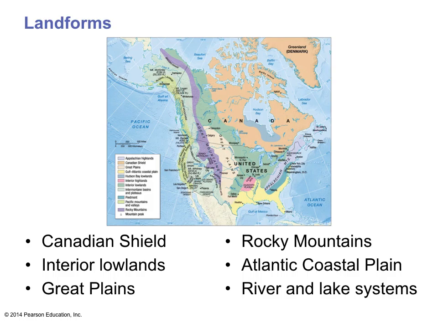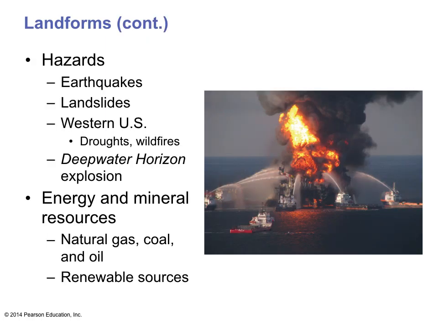Landform maps, you'll notice the color codes for the different landforms from the Canadian Shield all the way to the river and lake systems. And then, of course, here in Nebraska, we're in the Great Plains. Due to the various landforms and the fact that we have kind of a collision of different continental plates, we have some natural hazards, earthquakes, landslides. In the western U.S., we have a tendency for droughts and wildfires.